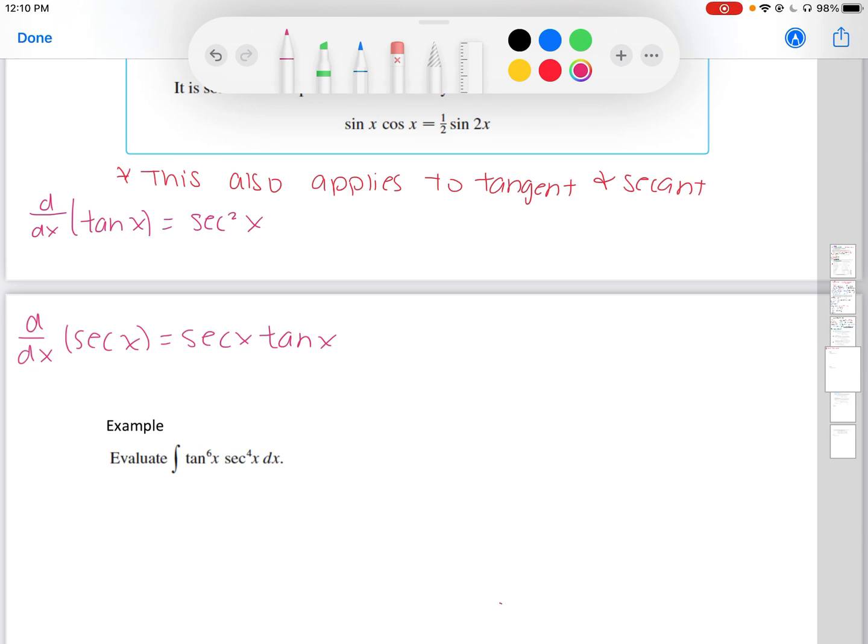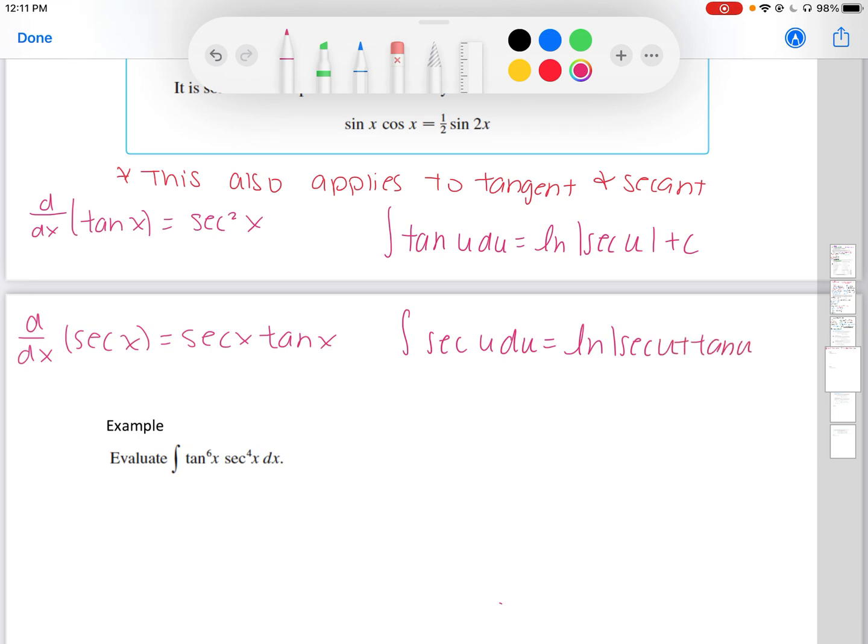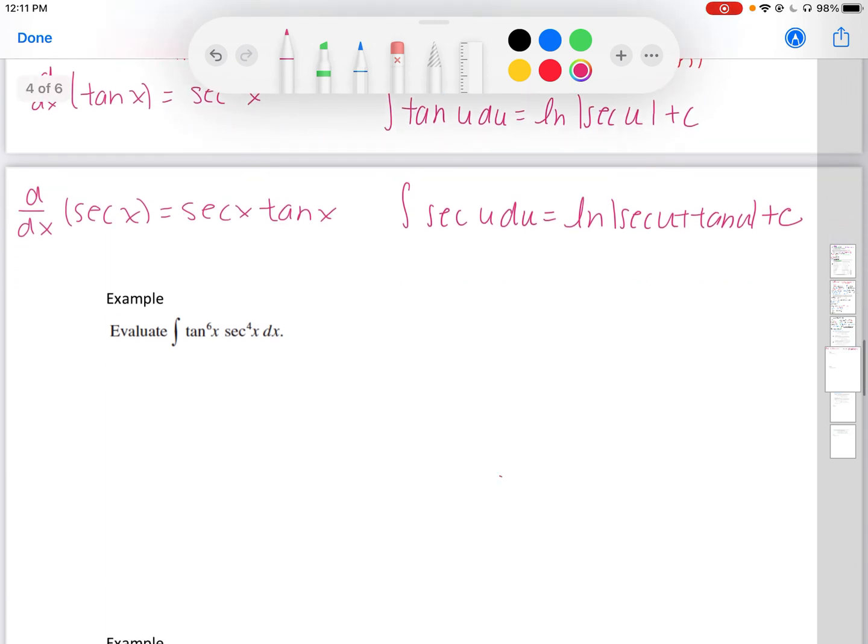If we know derivatives, we also need to label their integrals. Now, the integrals we saw are not always straightforward. The integral of tangent of u du is equal to the ln of secant of u plus c, and the integral of secant of u du is equal to the ln of secant u plus tangent u plus c. Okay, with that in mind, let's look at the next example.